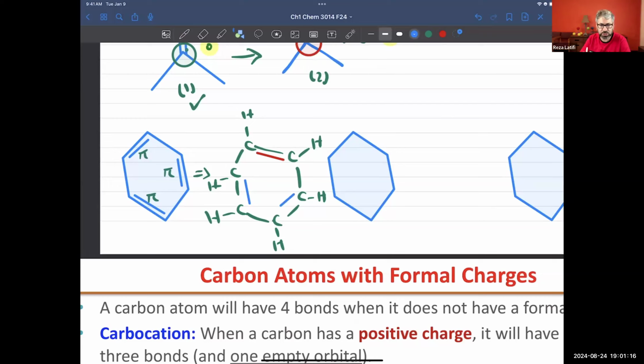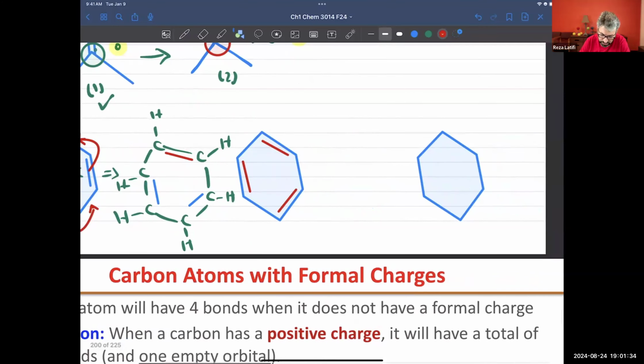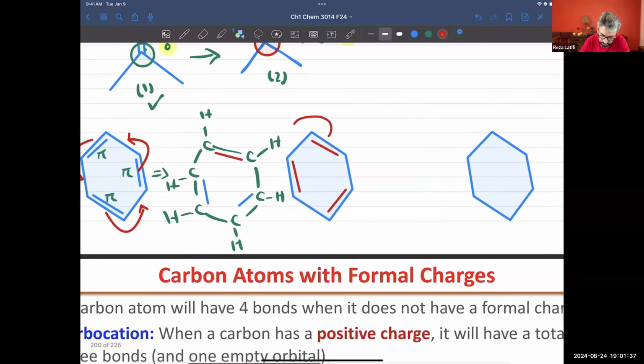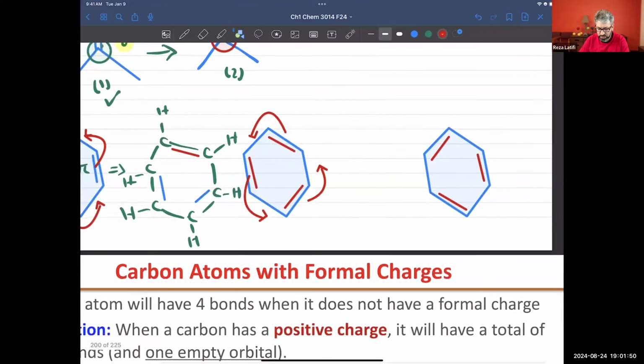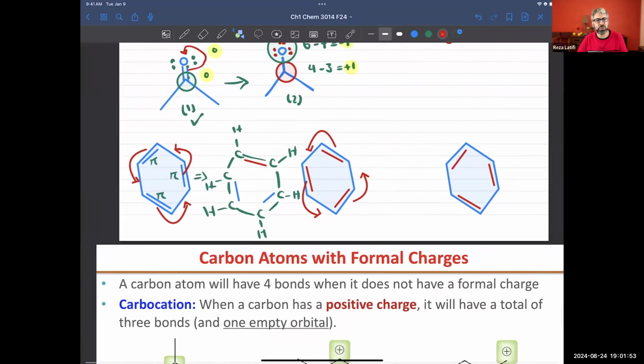Can I change the position of the double bonds? Yes, you can. You can put the double bond somewhere here, and then this one will go there, and this one will go here. So we get a pi bond here, and then I can move this pi bond here and do the same rotation with the rest. If I do it, I get pi bonds here, there, and there. So I got 3 Lewis structures for the benzene molecule.